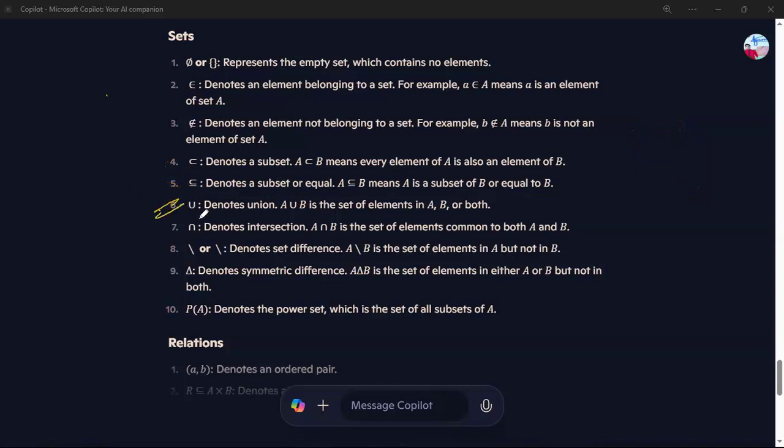Okay, so this denotes the union of two sets. A union B is a set of elements in A, B, or both. It means if we have to calculate the number of elements in A or B, then we will calculate the cardinal number of the union set. Okay, this denotes intersection. A intersection B is a set of elements common to both A and B, and it is a necessary condition that the particular element must be in A as well as in B.